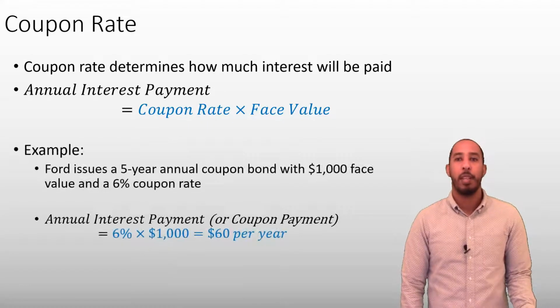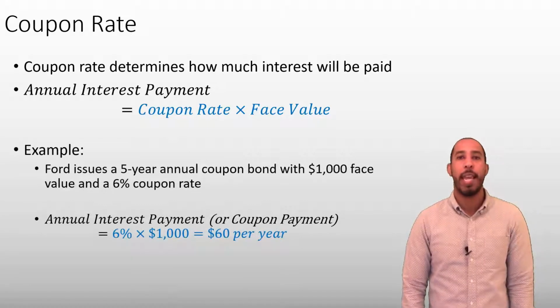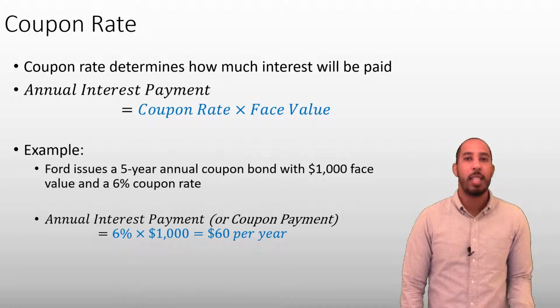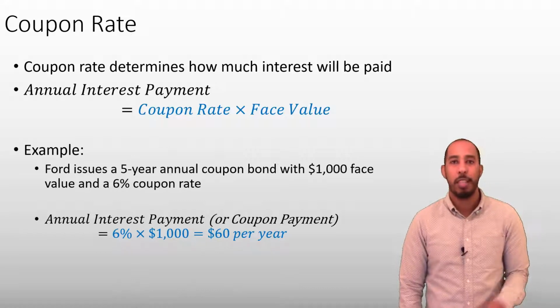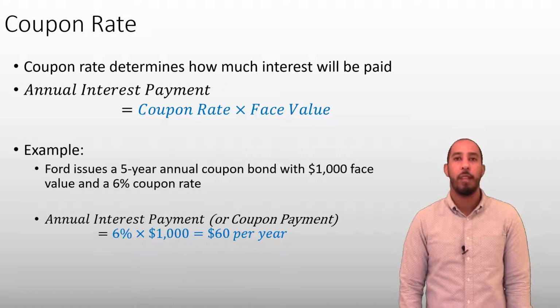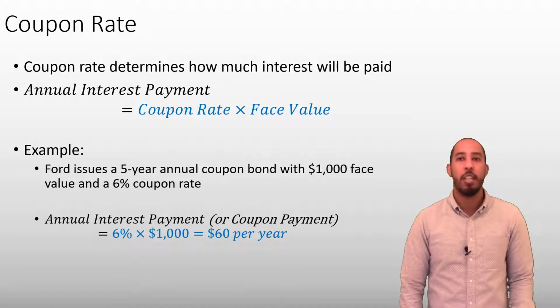For example, let's say Ford issues a 5-year annual coupon bond with a $1,000 face value and a 6% coupon rate. How much interest will this bond pay for the next 5 years? The annual interest payment will be given by the coupon rate times the face value. So 6% times 1,000 or $60 per year. This bond will pay $60 each year for the next 5 years. And then when this bond matures in 5 years, it will repay the face value of $1,000.